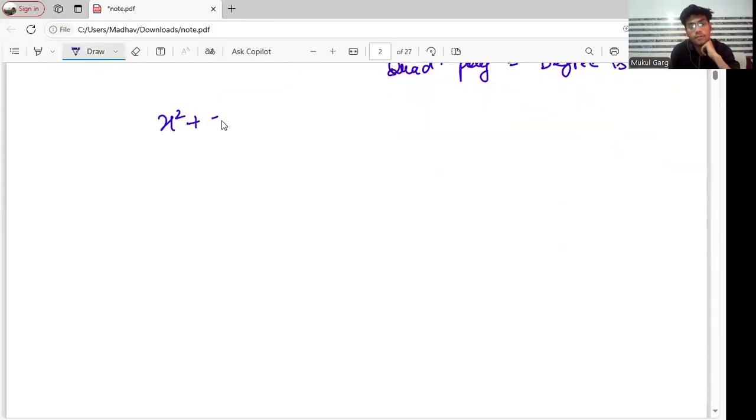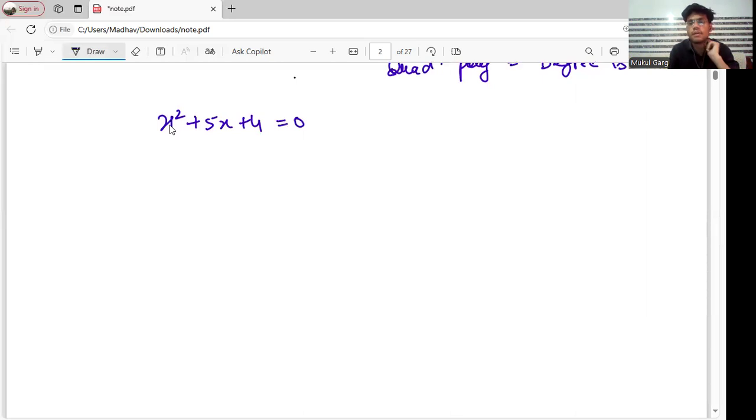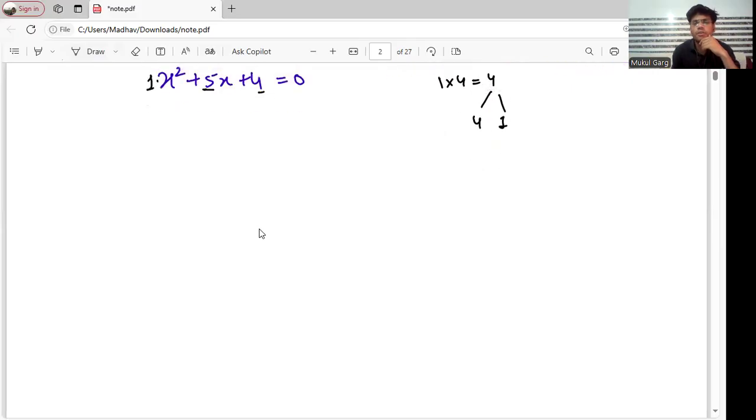x square plus 5x plus 4, we have this polynomial. In order to find out its zeros, we will equate this polynomial with 0. हम polynomial को 0 के equal put करेंगे, and then we have to solve for x. Now use the splitting the middle term method. All of you know how to use it. Look at the coefficient of x square, that's 1 and the constant is 4. 1 into 4, that will be 4. We have to find two factors of 4 such that whose sum is plus 5. So there are two factors, 4 and 1. Their sum is 5. So I'm going to split the middle term by using these two factors.